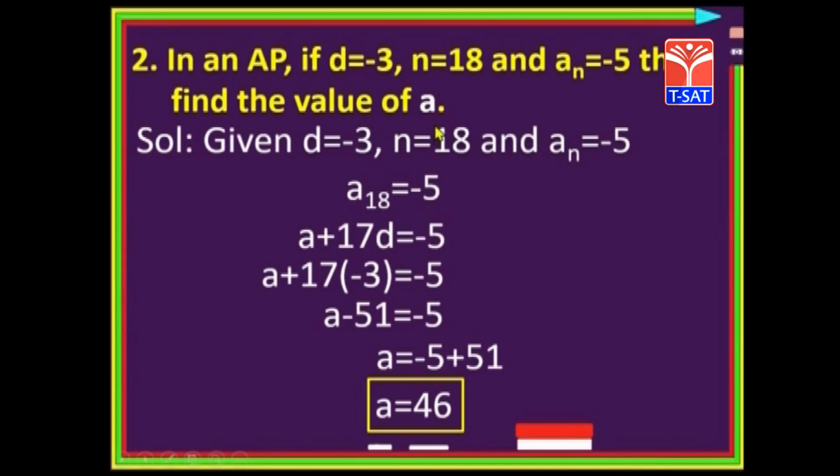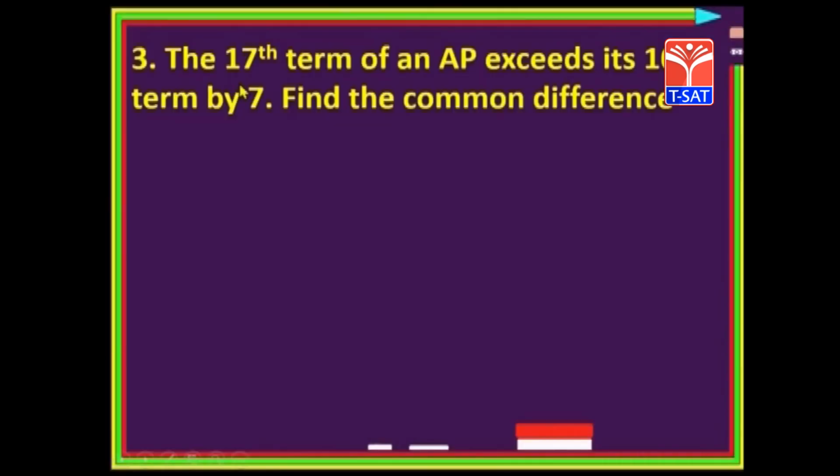Next, see one more example. Here is one interesting problem: the 17th term of an AP exceeds its 10th term by 7, then find the common difference. So write the condition. What is the given data? The 17th term is denoted with a17, which exceeds the 10th term by 7. So that can be written as a17 is equal to a10 plus 7. The 17th term exceeds the 10th term by 7, means we have to increase the 10th term by 7, then we will get the 17th term. That is the condition.